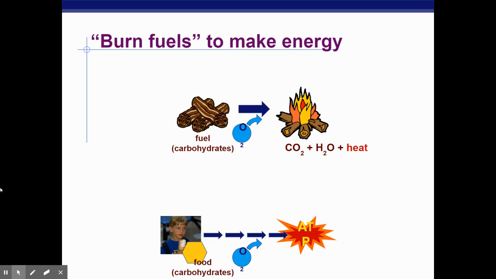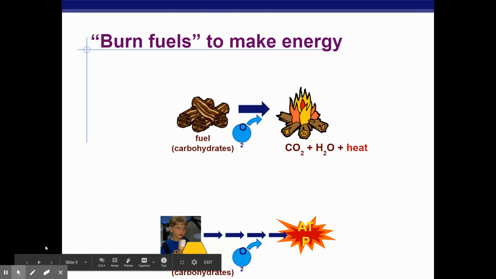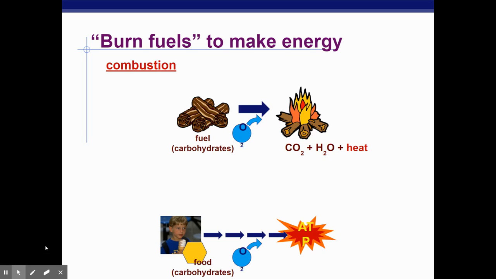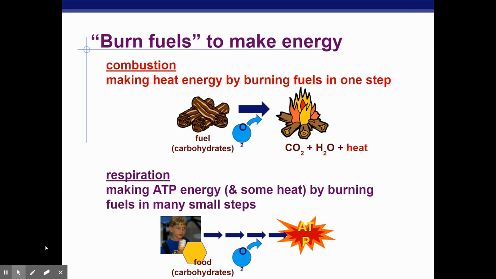And one really good analogy is combustion, where you're burning wood, let's say, to get energy out of it. You're getting heat energy and there's light energy coming out of it. So combustion is definitely similar to cellular respiration in that the reactants and the products are very close to each other. So you're making heat energy by burning fuels, but it all occurs in one step. Cellular respiration is a little different because it's going to make ATP energy by burning these fuels, but in lots of small steps. So the energy is released slowly, and it's a much more efficient process for our cells.